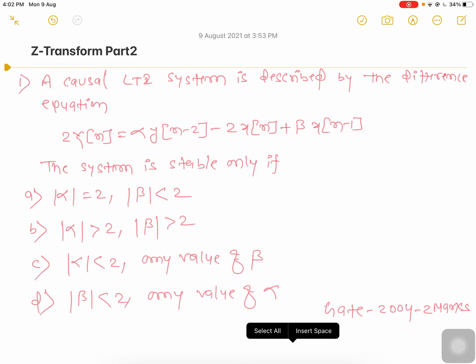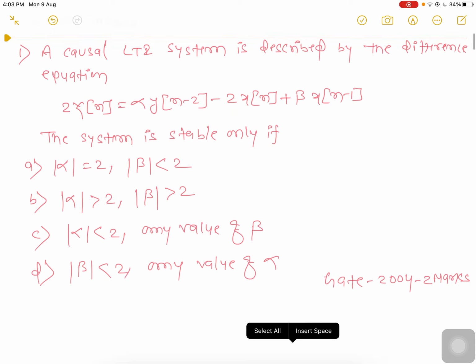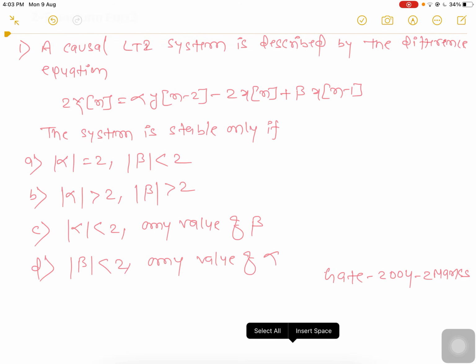Today we will discuss Z transform, which was asked in GATE 2004 and onwards, up to GATE 2010. It will cover Z transform. Now let's start the first question.